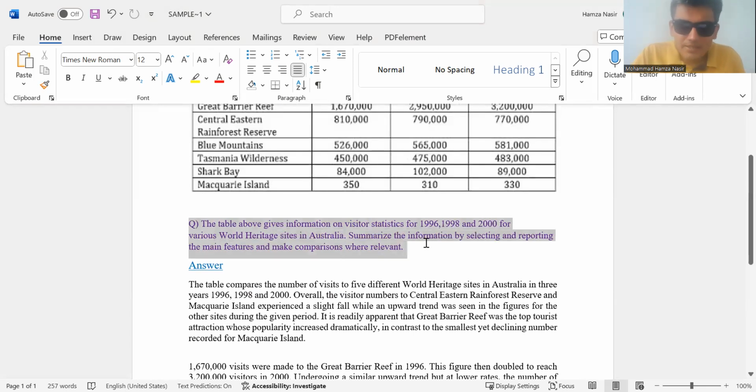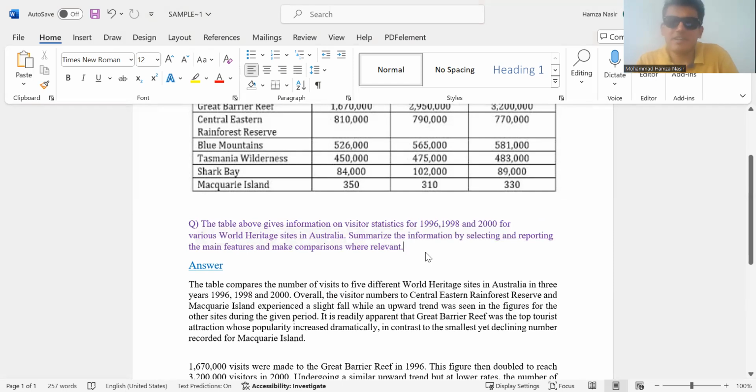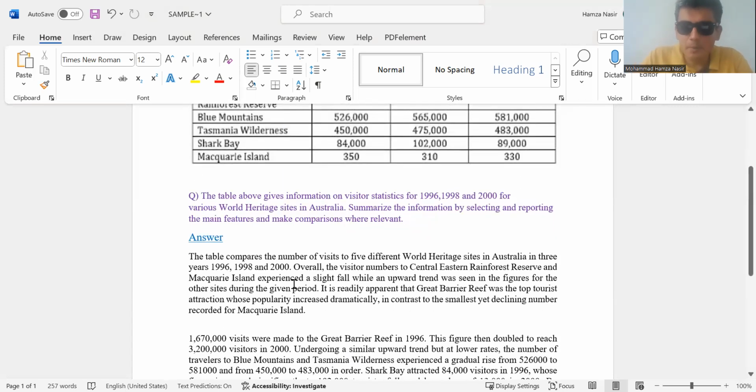So the question: the table above gives the information on visitor statistics for 1996, 1998, and 2000 for various World Heritage Sites in Australia. Summarize the information by selecting and reporting the main features and make comparisons where relevant. Yeah. So let's begin. First paragraph. The table compares the number of visits to 5 different World Heritage Sites in Australia in 3 years, 1996, 1998, and 2000.